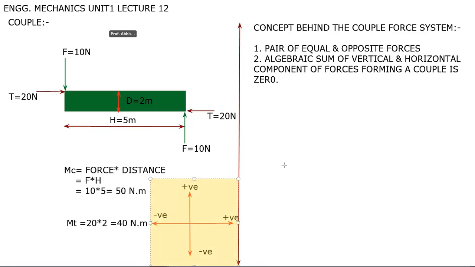So you remember this sign convention. Okay, this is the sign convention: positive x-axis and positive y-axis, negative x-axis and negative y-axis. So according to this, the algebraic sum proves to be 0. I hope that you have understood this thing.